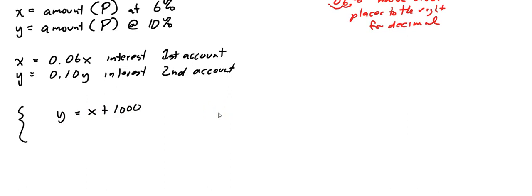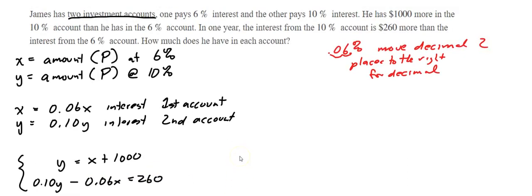For the second one, we want to make sure to put everything in order, like how we did the bus one. We're going to have 0.10y minus 0.06x equals 260. Once again, why am I using a minus? Let's look right here. In 1 year, the interest from the 10% account is 260 more than the interest from the first account.